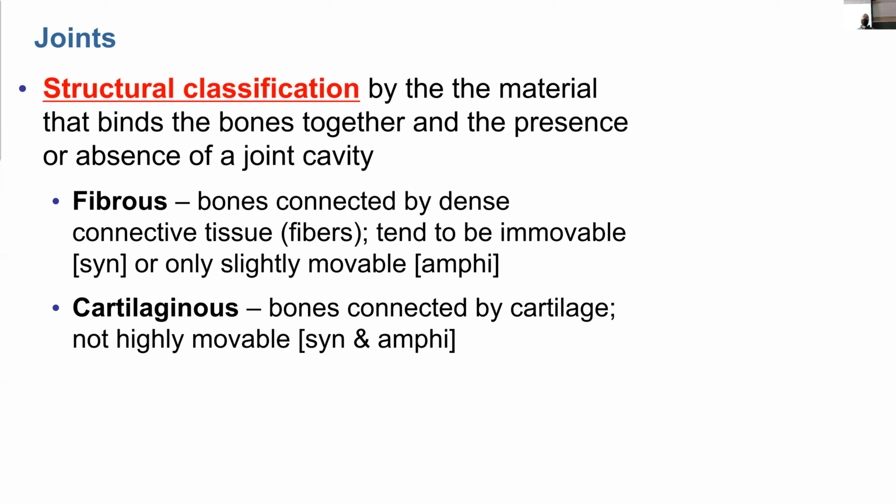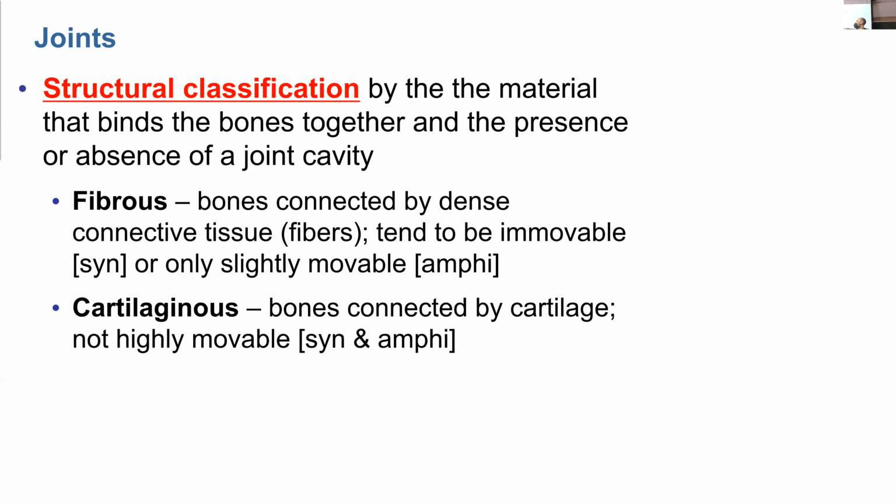We also have cartilaginous joints. These are bones connected by cartilage, and they're not highly movable, but there's a little bit of give there. These joints can be synarthritic or amphiarthritic. For example, hyaline cartilage connects your ribs to your sternum, right? That would be a cartilaginous joint, and it would be considered amphiarthritic because there is a little bit of movement, but not a whole lot.